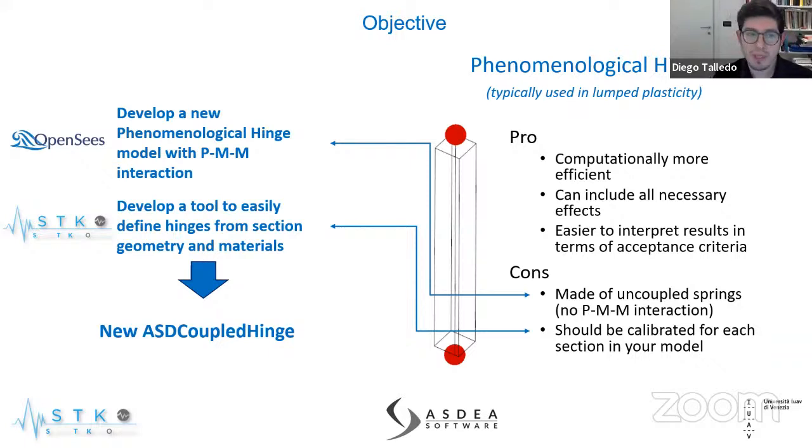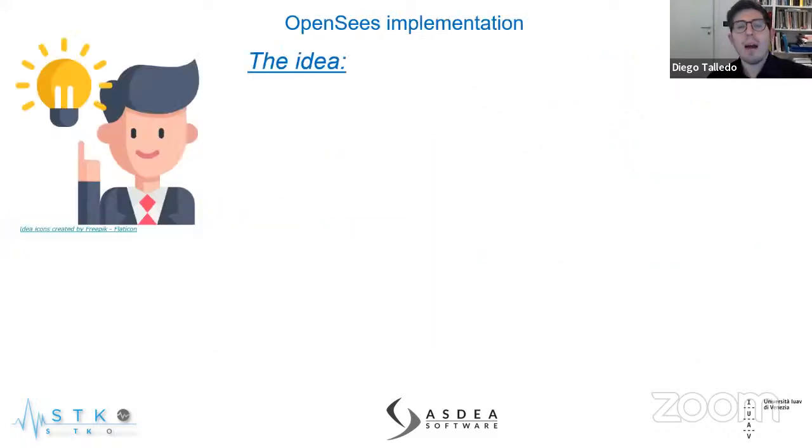This is done in OpenSees, so it means that you can use this model independently from STKO. On the other hand, on STKO, we developed a tool to easily define the hinges from the section geometry and the constitutive materials. So these constitute our new ASDCoupled hinge model. So how can we describe very briefly the idea?